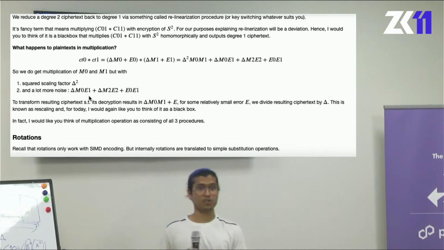Now, what happens to the message when we multiply? Our message was delta M0 plus E0 and delta M1 plus E1. When we multiply these two things, what do we get? We get delta square M0 M1 and then delta M0 E1 plus delta M1 E0, right? But instead of this, we wanted multiplication of M0 and M1.